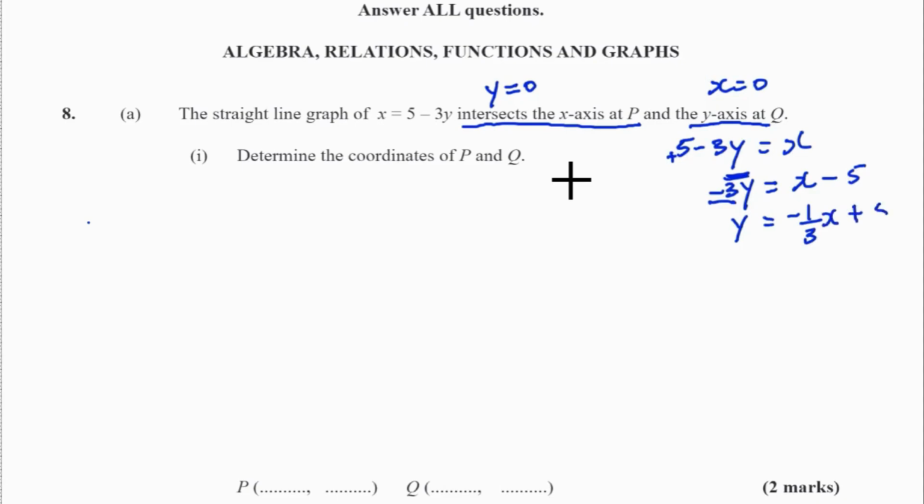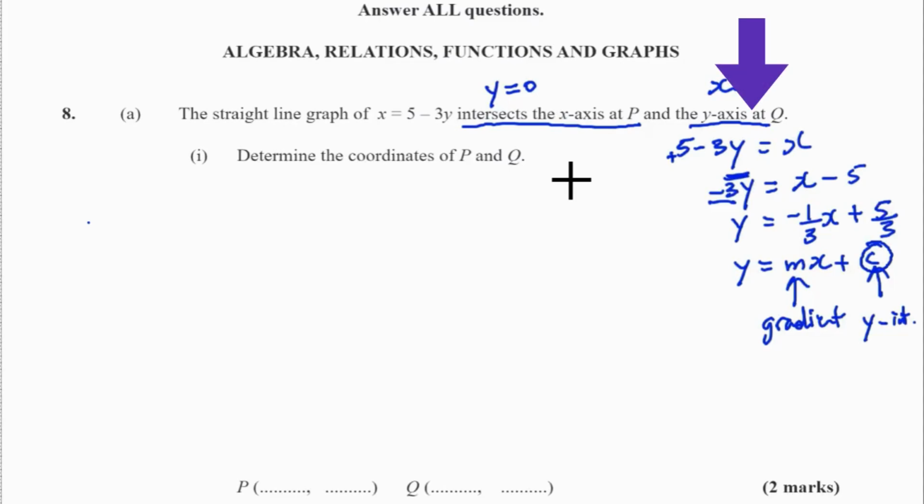In this case, it will be equal to plus 5 over 3. Sorry. So why did I write it like this? You may recognize that this is written in the form y is equal to mx plus c, which is the general equation of a line. And m is the gradient, which is not particularly relevant for this question, but what is relevant is c, which is the y-intercept. Okay, so this is exactly what they are asking us for, the y-intercept.